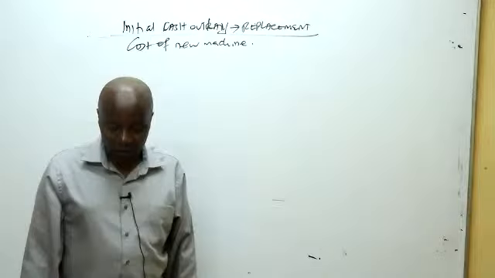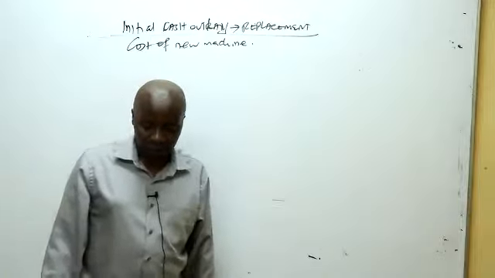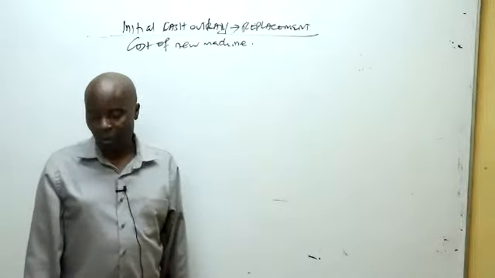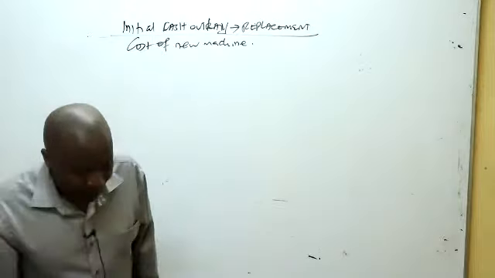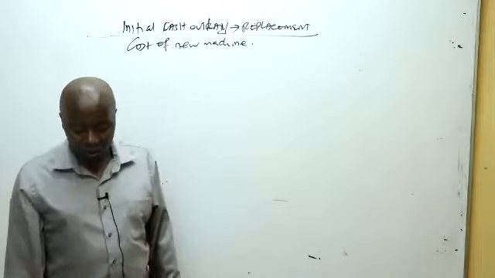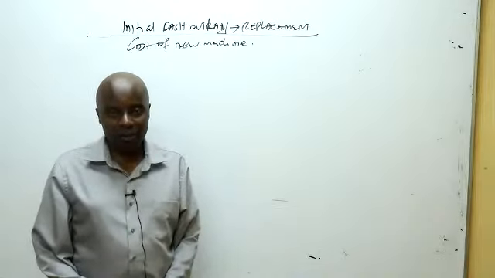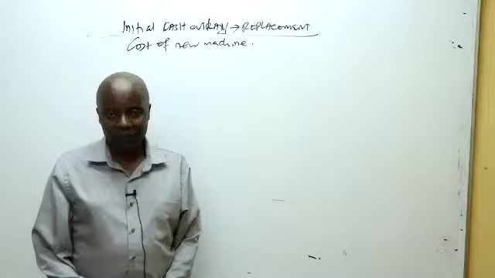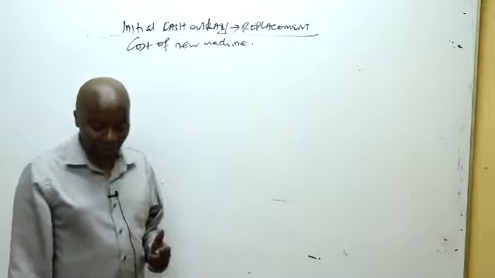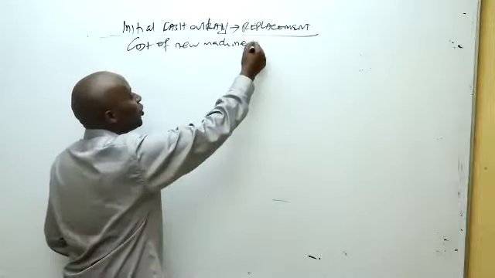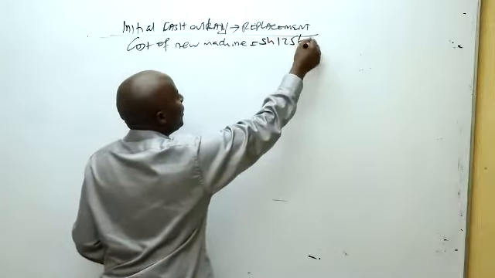Cost of the new machine from paragraph number 2. The cost of the new machine is how much? Somebody. 12.56. In terms of thousands, I'll talk of shillings. 12,560. Thank you very much.